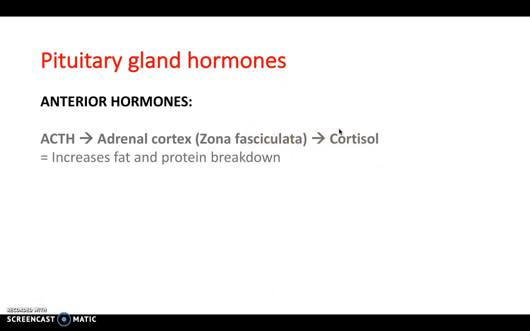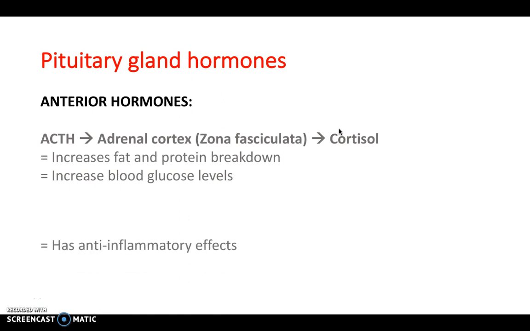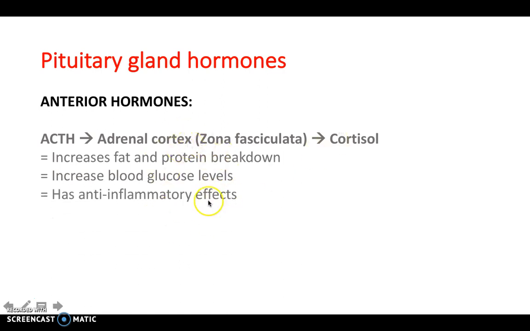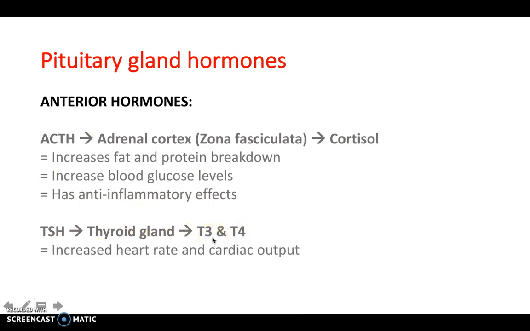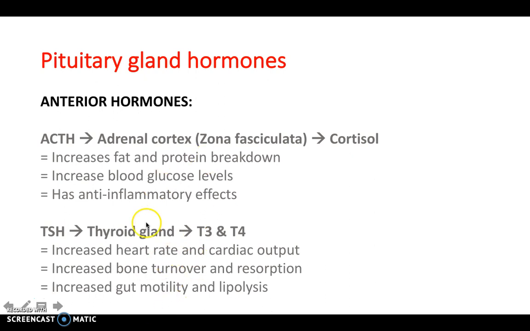So cortisol increases fat and protein breakdown, it increases blood glucose levels, and it also has anti-inflammatory effects in the body. Next, we have TSH, so thyroid stimulating hormone, which acts upon the thyroid gland, causing release of T3 and T4. As a result, you have an increased heart rate and cardiac output. You also have an increased bone turnover and resorption, and you also have increased gut motility and lipolysis, so fat breakdown. This is really important because it all acts over several locations in the body, not just one specific place.